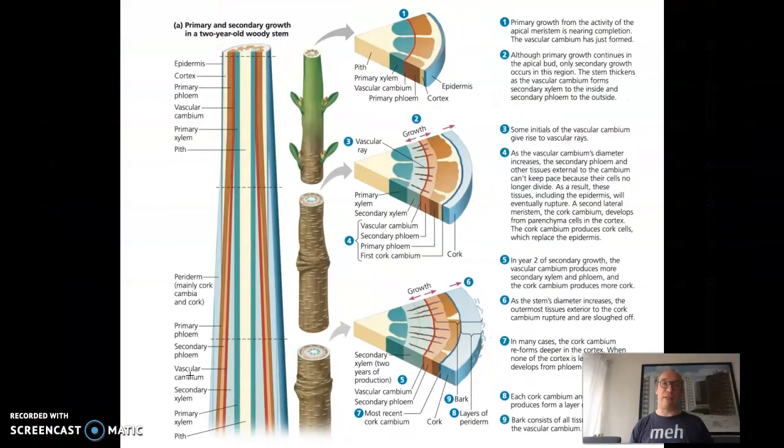Let me show you something. So this is a picture, and this picture is quite full of things and colors alike. It's primary and secondary growth in a 2-year-old woody stem. So what you see here on the left side is a stem which is thin on the top and wider on the bottom side. That's because some of the layers here became wider by means of secondary growth.